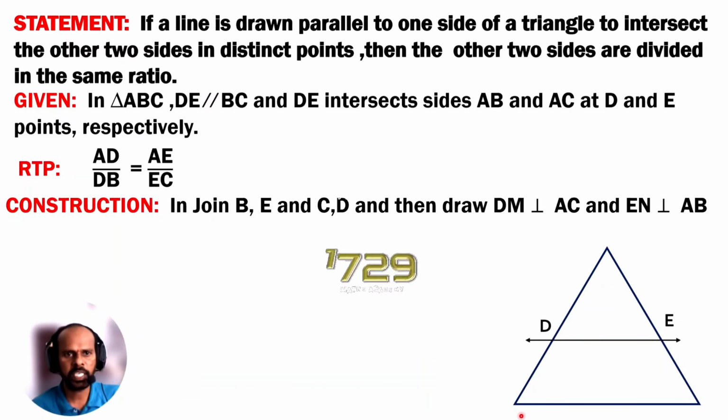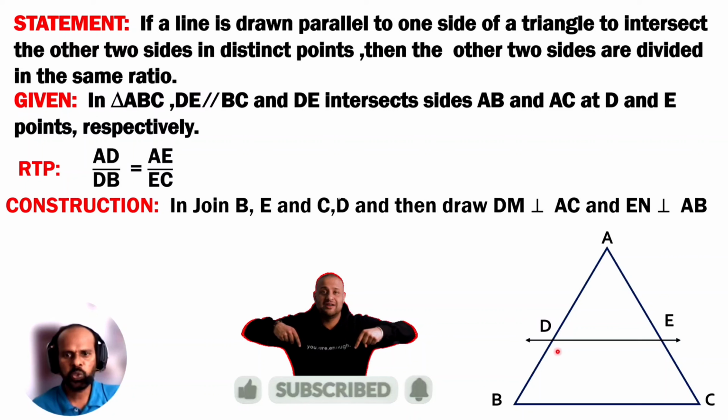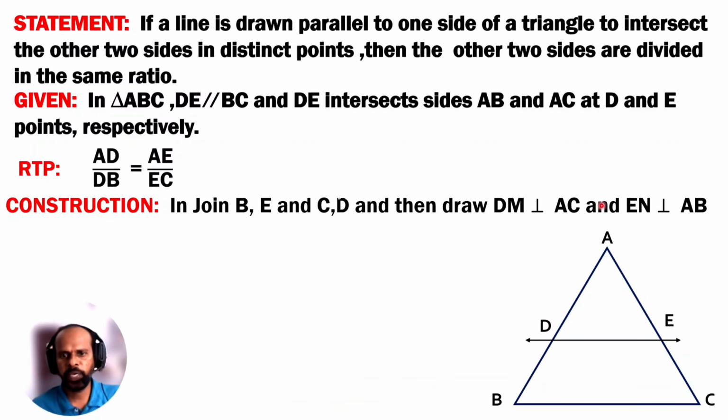Now if you observe this triangle ABC, DE is parallel to BC, that is already given here in the question, drawn parallel to one side. So here DE is a parallel line drawn to one side BC of triangle ABC to intersect the other two sides. D and E are the intersecting points. These are two different points, so they are distinct points. Then the other two sides are divided in the same ratio. Here line DE divides side AB in two parts, that is AD by DB, and divides side AC in two parts, that is AE by EC.